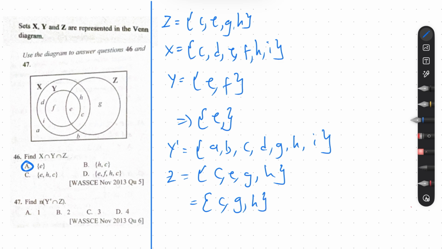Now the question says the number of elements in the set. So how many elements do we have here? We have 1, 2, 3. So our answer is what? 3. So the number is 3. So let's circle 3.